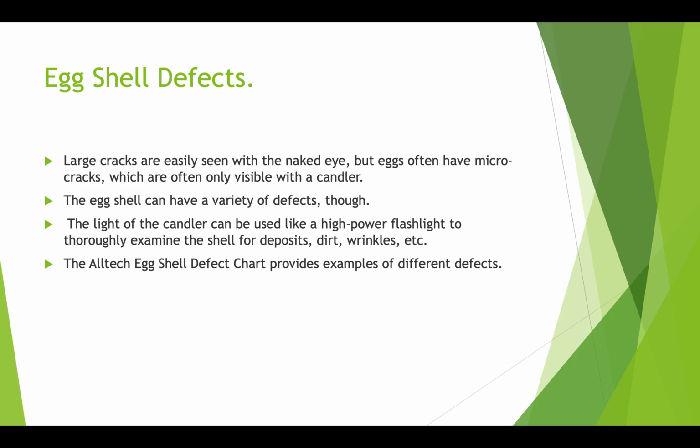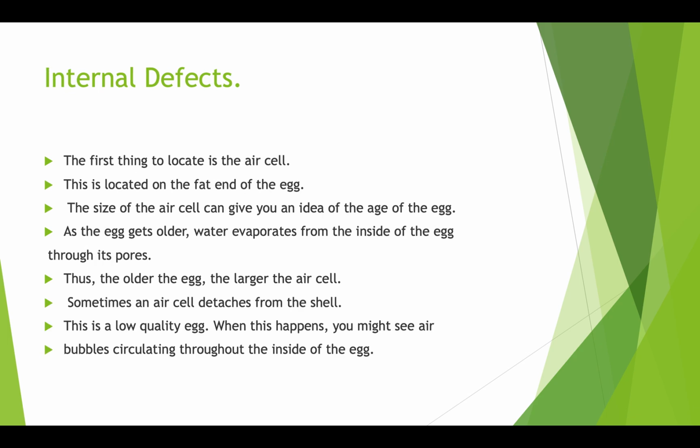The eggshells can have a variety of defects though. The light of the candler can be used like a high power flashlight to thoroughly examine the shell for deposits, dirt and wrinkles. An eggshell defect chart provides examples of different defects. I'll show it to you in the next slides.